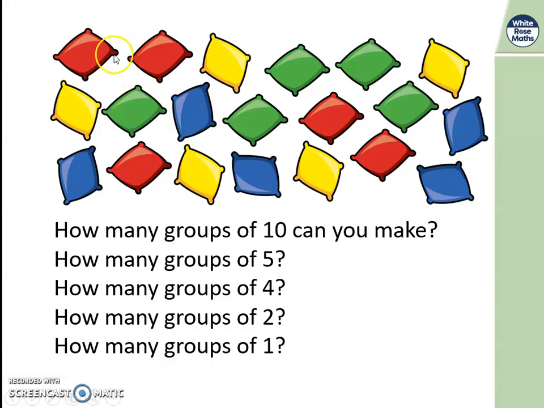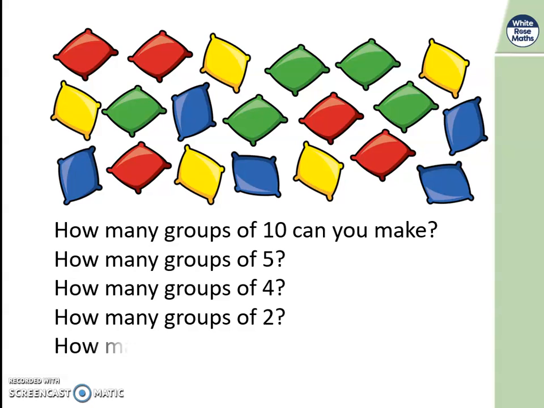So first you can count how many pillows we have, and then you can see how many groups of 10 you can make. So draw a circle around 10 groups and see if you can make a circle around the other groups. See if you can make a circle around 5, because we are grouping, we're not sharing in between circles, we are drawing circles around 4. We are drawing circles around 2. Pause the video to give yourself some time.